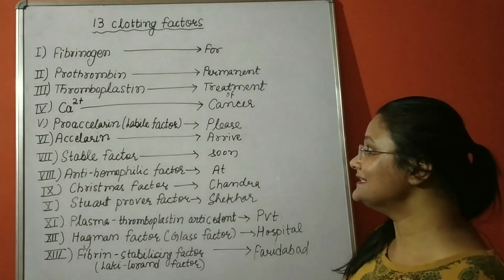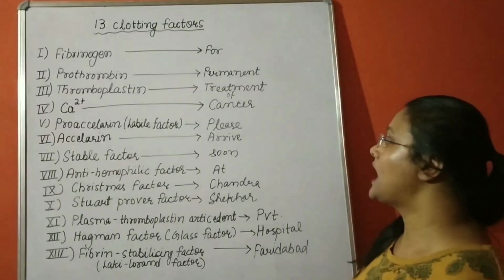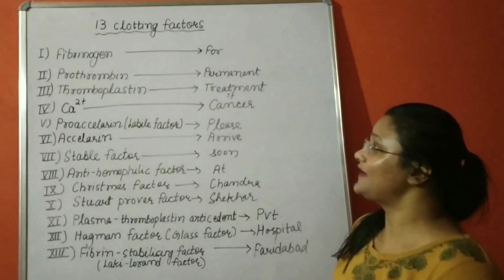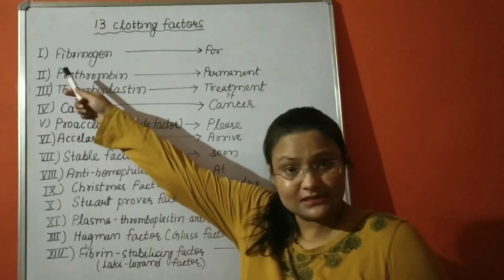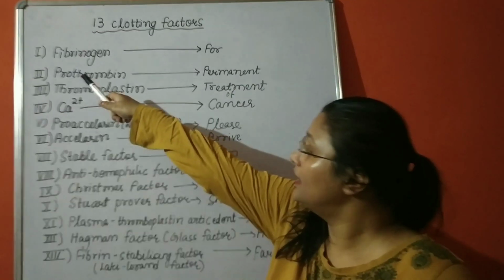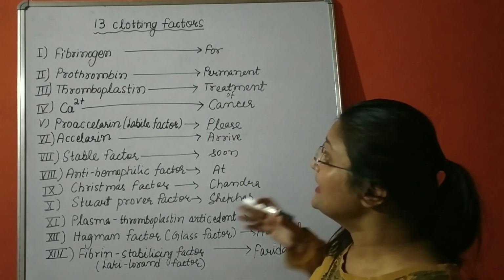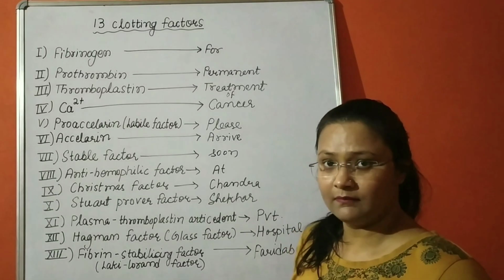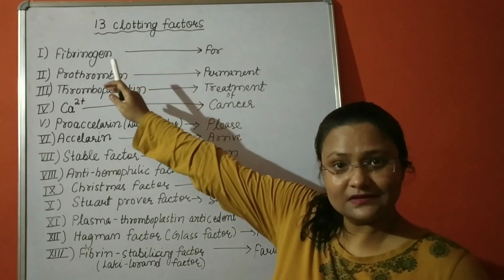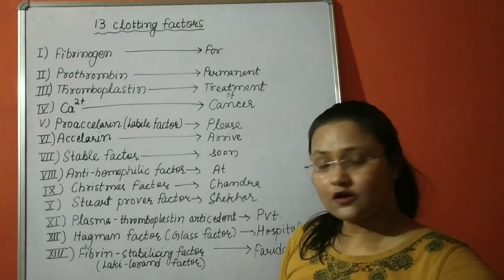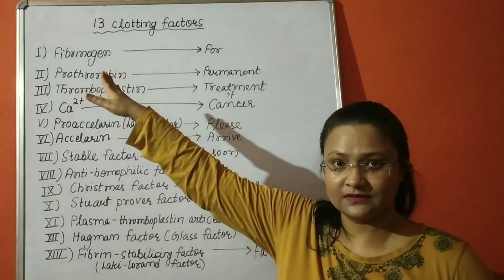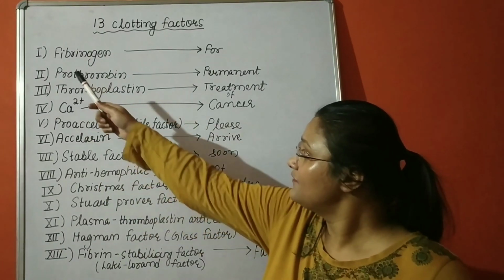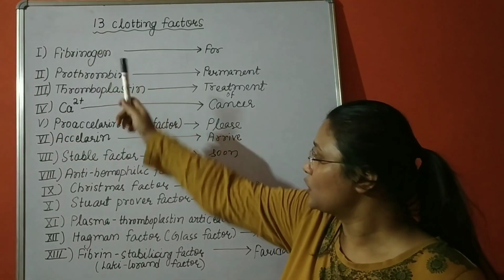So students, now let us know the names and the way to remember the 13 clotting factors which participate in blood clotting. These numbers in Roman indicate the chronological order of when we found them. Like fibrinogen was found first, so it has been named as first. It doesn't mean that during clotting, it will be used first. The Roman number just shows the order of its discovery. So the first factor to be discovered was fibrinogen.